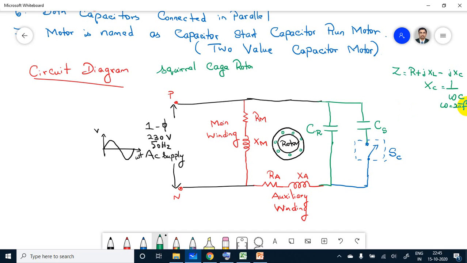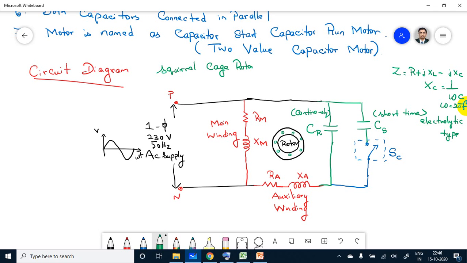Now the rating. CS stands for starting, CR stands for running. This starting capacitor we operate only for a short time period, but the CR capacitor we operate continuously to run the motor for a long time period. Both capacitors are made of electrolytic type material. Since a large current flows, we have to maintain the reactance term in both capacitors simultaneously.